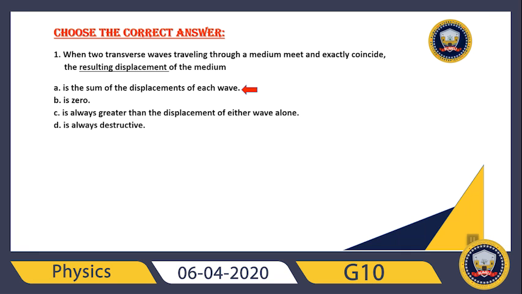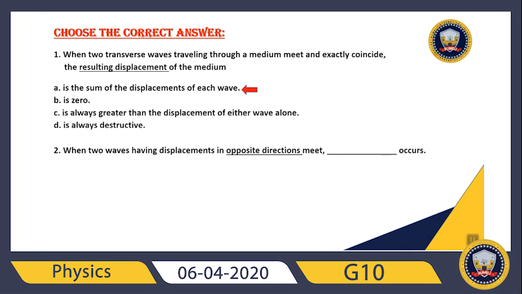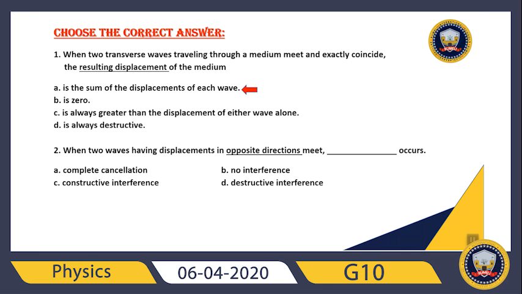Number 2. When two waves having displacements in opposite directions meet, what occurs? Complete cancellation, no interference, constructive interference, or destructive interference. Of course interference occurs. If the two displacements are in the same direction, it will be constructive. If they are in opposite directions, as we have said before, it will be destructive interference.